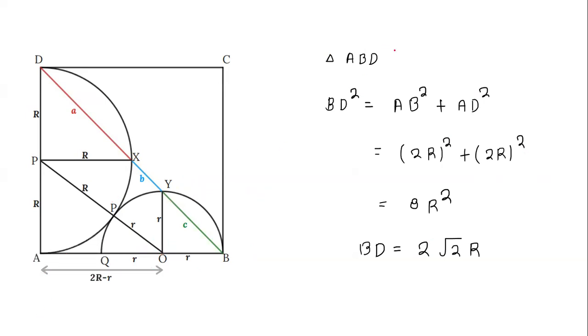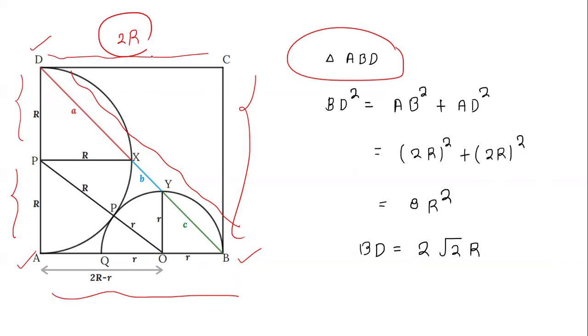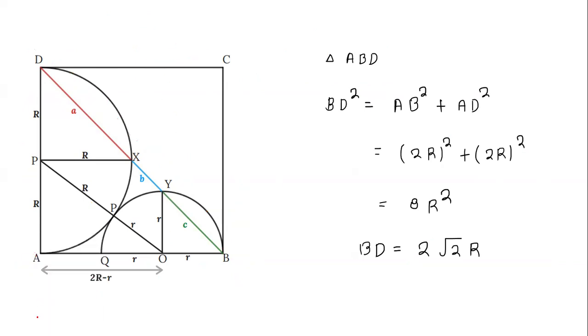Now if you look at the triangle ABD, this is point A, this is point B, and this is point D, and you can see that this BD is a diagonal of this square, and we can note that this is capital R and this is capital R. So this whole distance becomes 2 times capital R, which is the side of the square. We know in a square all sides are equal, so this is also 2R, this is also 2R, and this is 2 times capital R. So all distances are 2 times capital R, all are the same.